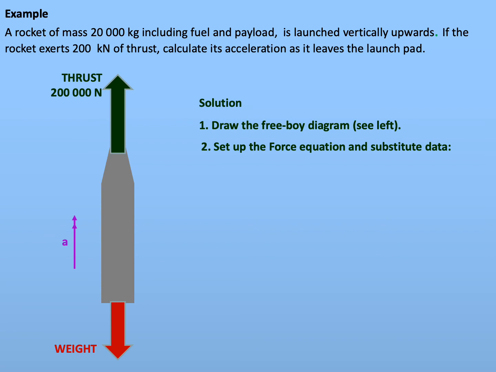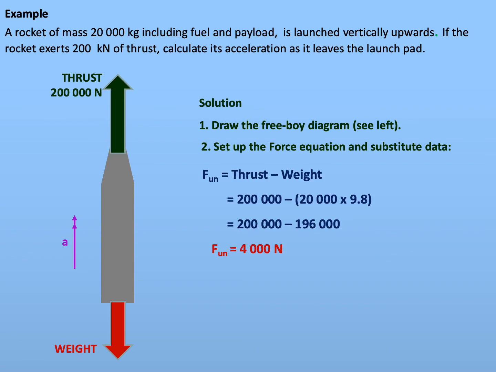We know that the rocket is moving upwards, so let's assume that it's accelerating. That's why that double-headed arrow is there. So the unbalanced force upwards must be the thrust acting upwards, take away the weight acting downwards. Well, we know that there are 200,000 newtons of thrust going up the way, and we take away from that the weight, which is mg. That's the 20,000 kilograms times 9.8.